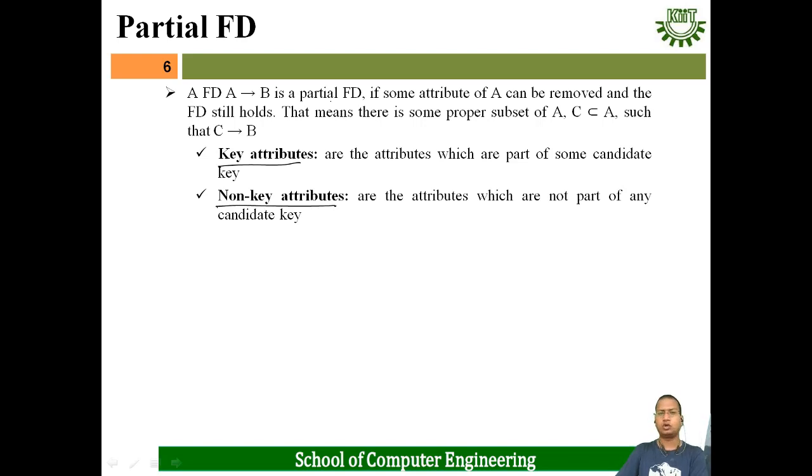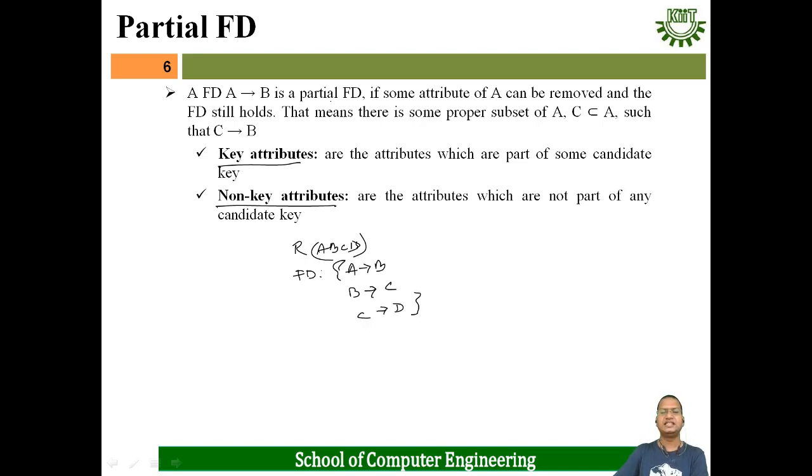All the attributes which are part of some candidate key are known as key attributes, and non-key attributes are the attributes which are not part of any key. Suppose R is a relation, R(A, B, C, D), 4 attributes are there. And the functional dependency set is A determining B, B determining C, and C determining D.